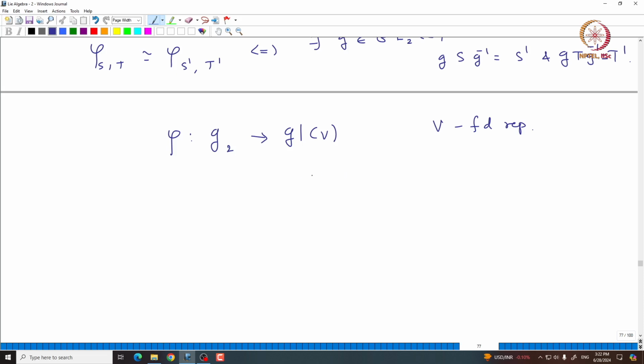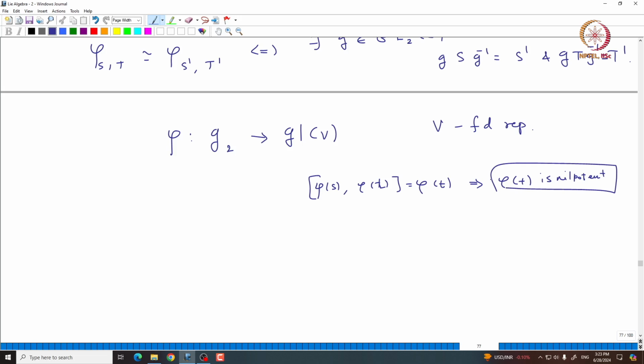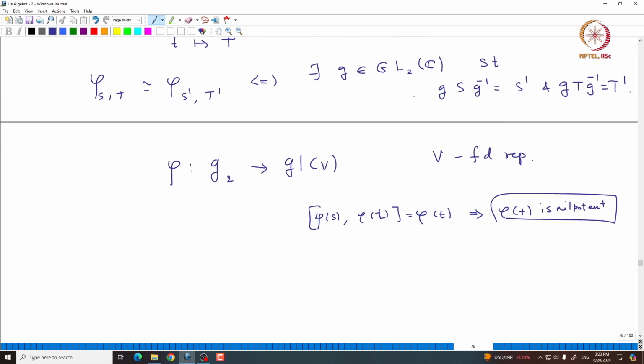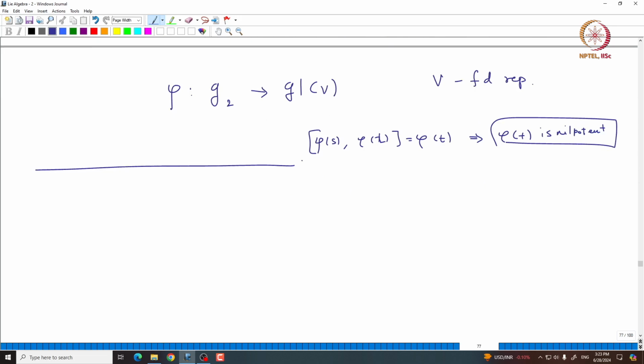In particular, when we take this [phi of S, phi of T], which is going to be equal to phi of T, that implies phi of T is nilpotent, because it is a commutator of two elements, both represented as upper triangular matrices. So, that forces phi of T to be nilpotent. So, that is what happens here as well. We can immediately conclude T is nilpotent, but this is something one can prove without using Lie's theorem. So, let me give you a quick proof.